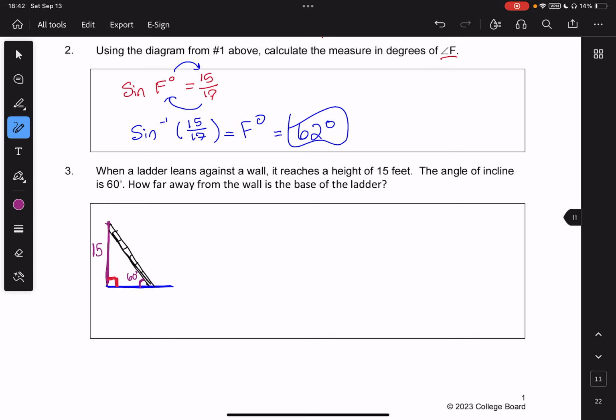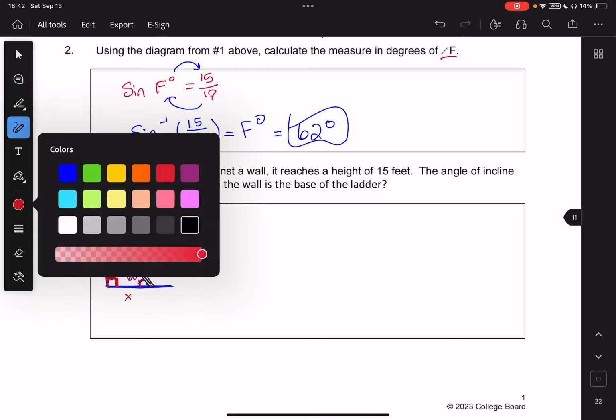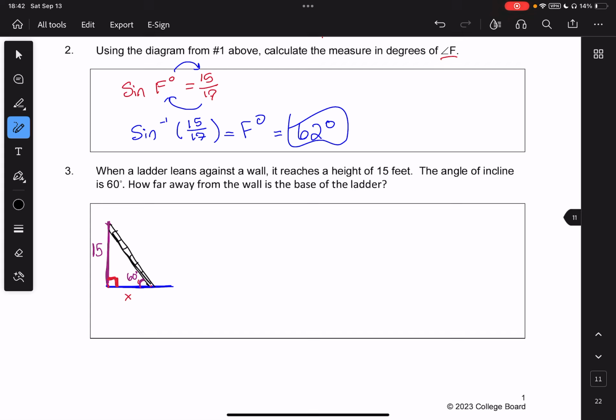How far away is the wall from the base of the ladder? They're asking about that. So which one can we use? We have our angle over here of 60. We have the opposite, which is 15, and we have the adjacent, which is x. So which one is OA? SOH CAH TOA, tangent.